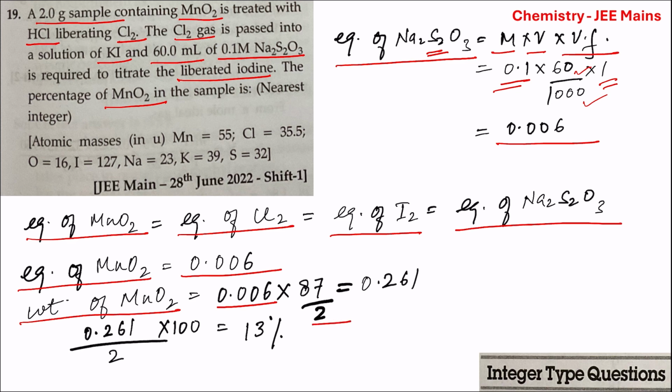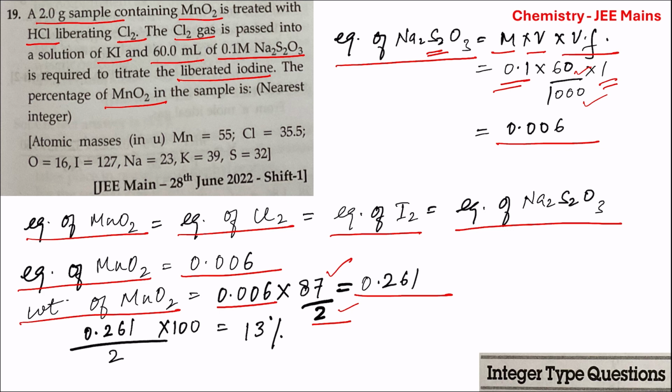Now equivalent weight of MnO2 will be molecular weight of MnO2 divided by 2 because during this reaction MnO2's oxidation state changes from +4 to +2. So change in oxidation state per mole of MnO2 is 2. So molecular weight divided by 2 will give the equivalent weight of MnO2. And we multiply this by the number of equivalents of MnO2, which is 0.006. So we get weight of MnO2 as 0.261.